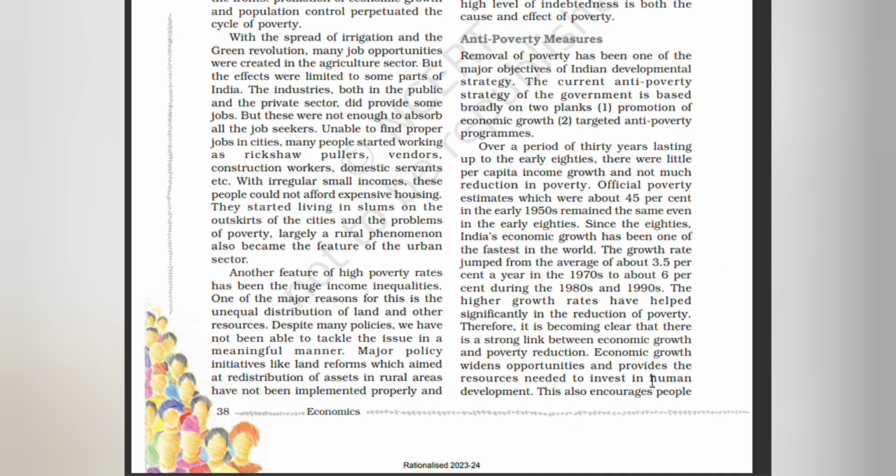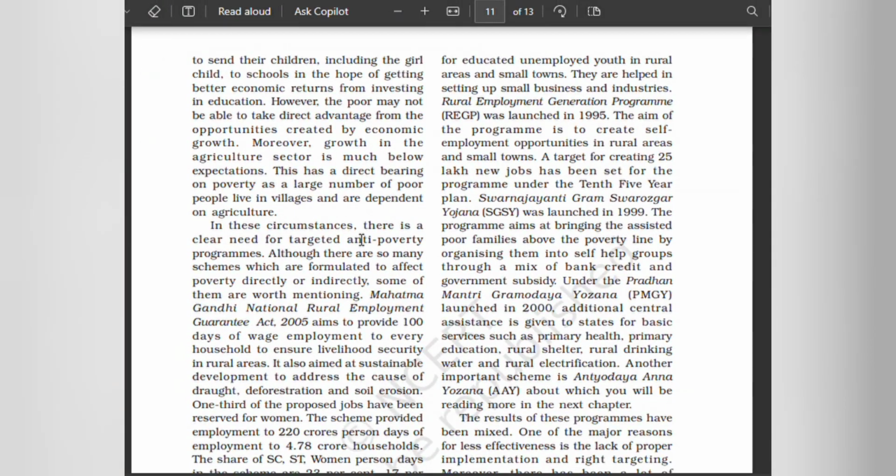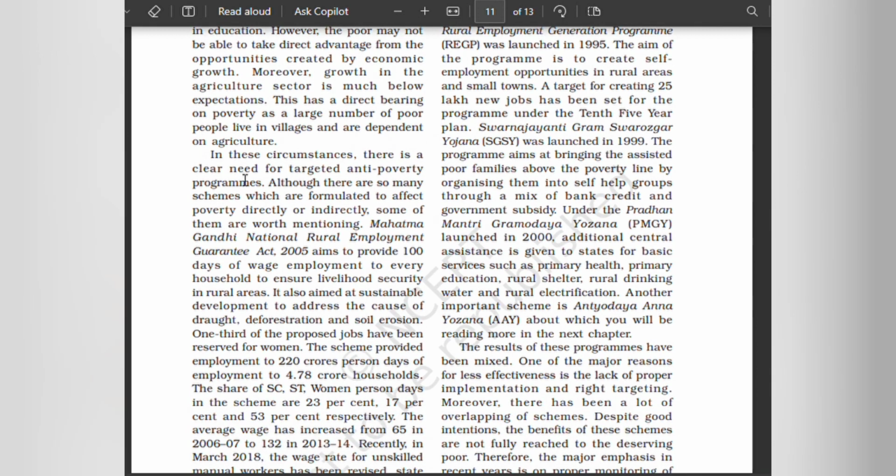Economic growth widens opportunities and provides the resources needed to invest in human development. This also encourages people to send their children, including the girl child, to schools in the hope of getting better economic returns from investing in education. However, the poor may not be able to take direct advantage of the opportunities created by economic growth. Moreover, growth in the agriculture sector is much below expectation. This has a direct bearing on poverty, as a large number of poor people live in villages and are dependent on agriculture. In these circumstances, there is a clear need for targeted anti-poverty programs.